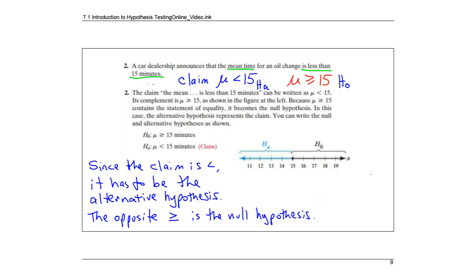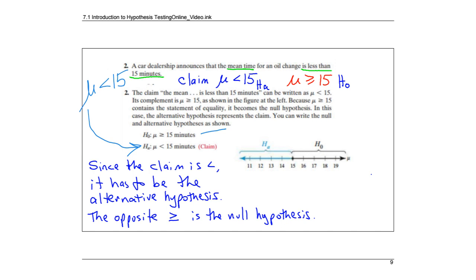All right, here's another one. A car dealership announces that the mean time for an oil change is less than 15 minutes. Okay, so it says less than, it does not say less than or equal to, so that means I've got the mean is less than 15. Because it's the less than sign and it doesn't have the or equal to with it, it has to come down here into the alternative. So the alternative is mu is less than 15 minutes, and that's my claim. And then the complement is going to be up here in the null hypothesis, and that's that mu is greater than or equal to 15.